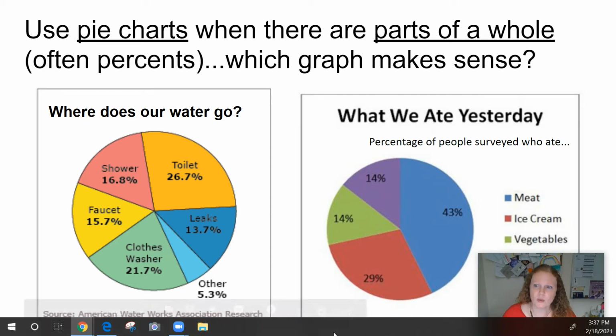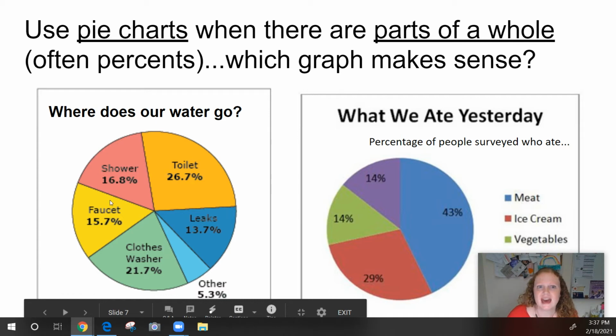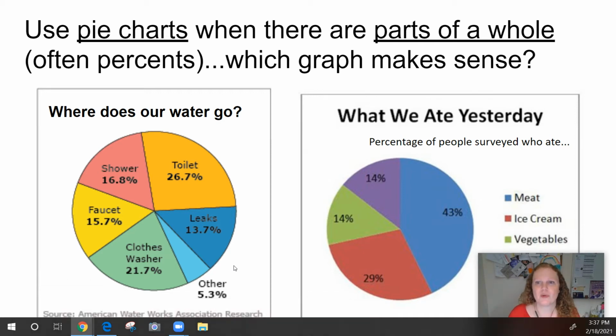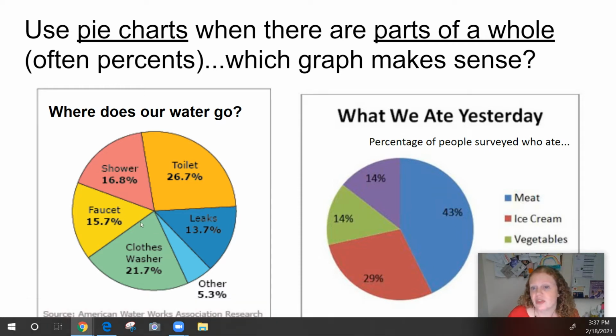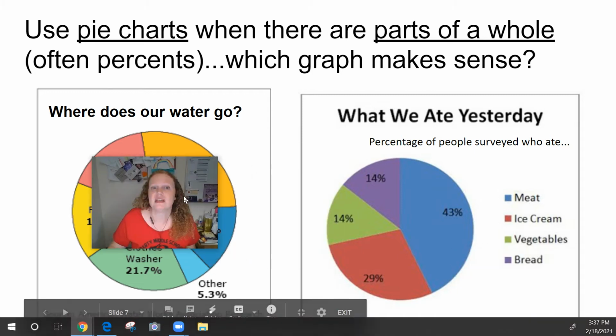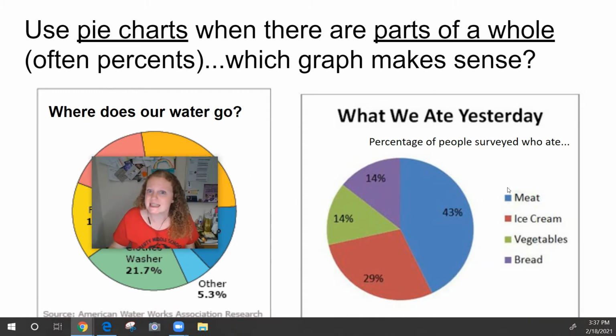So this first one, where does our water go? This shows us the percentage of where water ends up when we use water in the house. You can see toilet 26%, clothes washer 21%, shower 16.8%. Those are percentages. That's a part of a whole. This graph makes sense. The graph over here, what we ate yesterday, does not make sense.